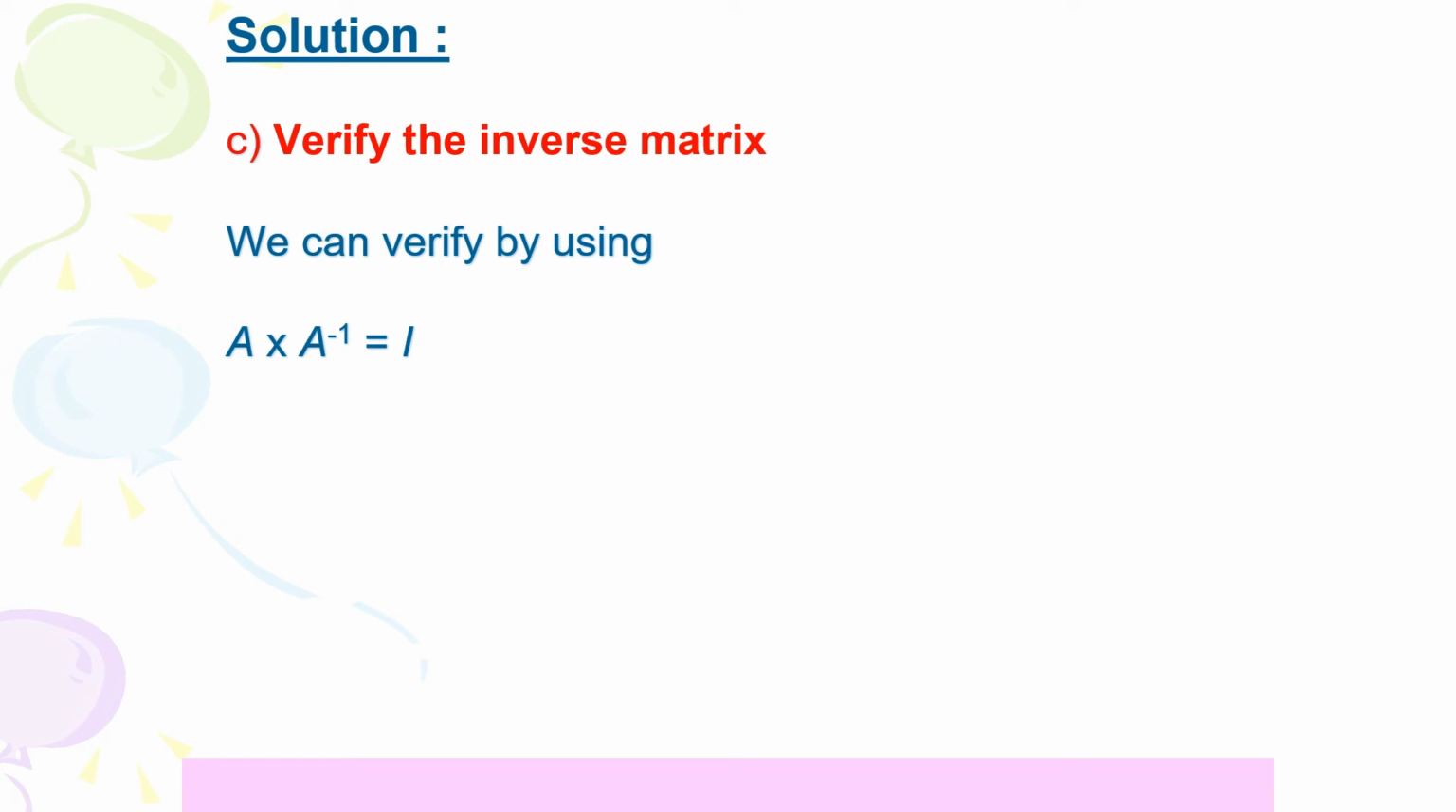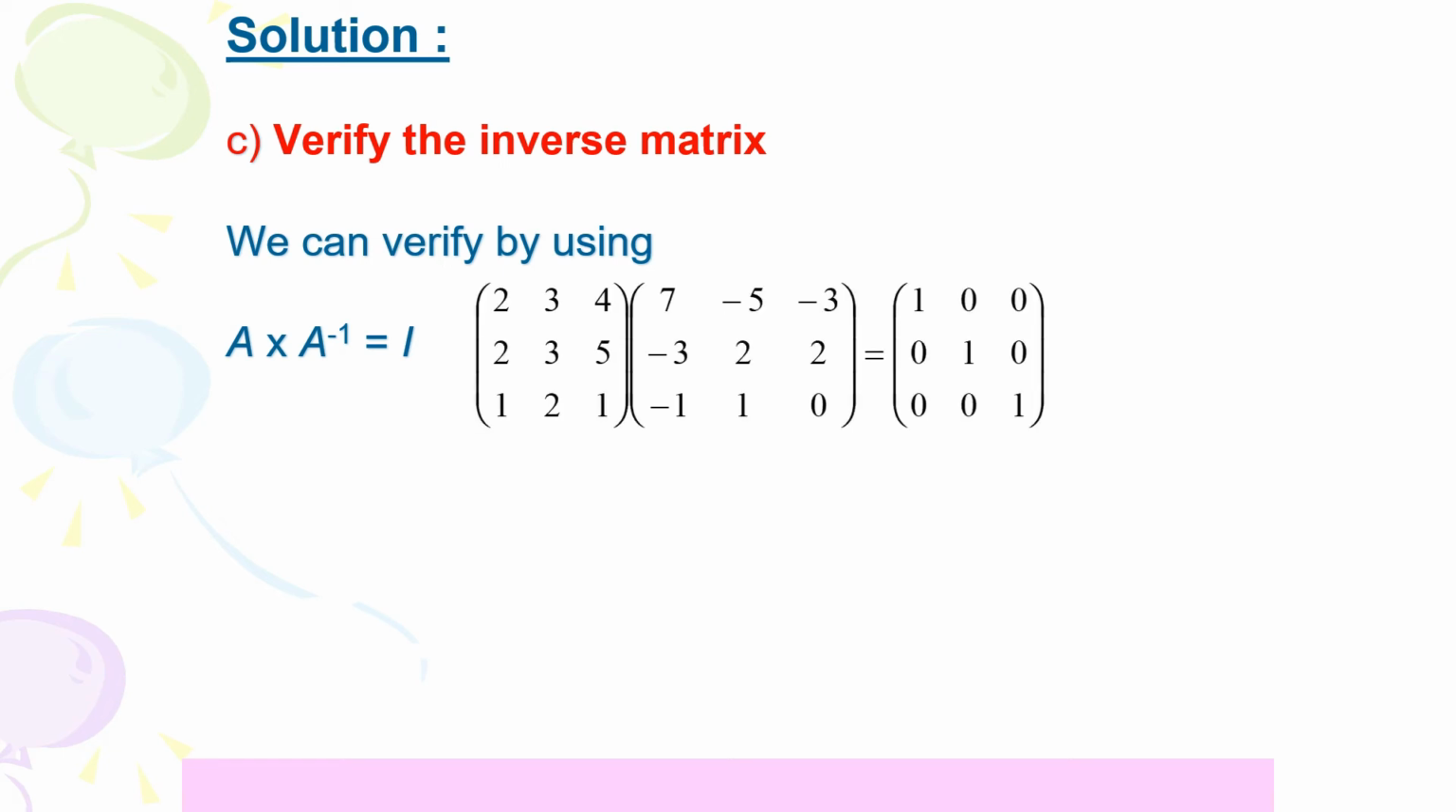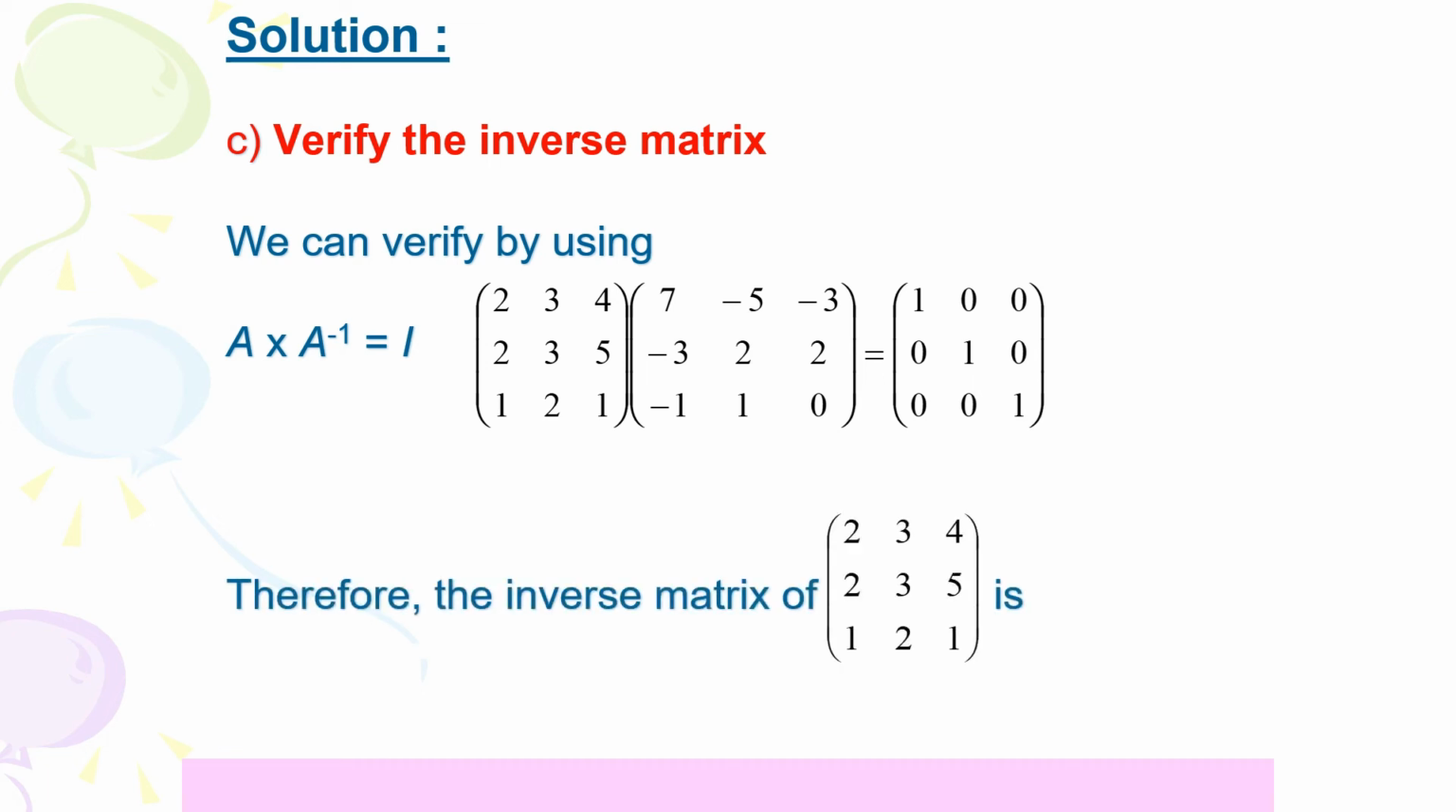Okay, let's try to do the multiplication. You have matrix A multiplied by the inverse matrix of A, and then you get the identity matrix. So we have already proved that the inverse matrix of A is correct. Therefore, the inverse matrix given to you in the question is proven.